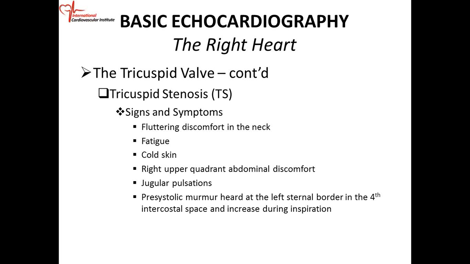Usually on the right side, with inspiration, you get increased blood flow on the right side of the heart. So any murmur on the right side is going to be increased with inspiration because of increased blood flow. On the left side, it's the opposite. You get increased blood flow on the left side with expiration. So all the murmurs on the left side are going to be increased in expiration.